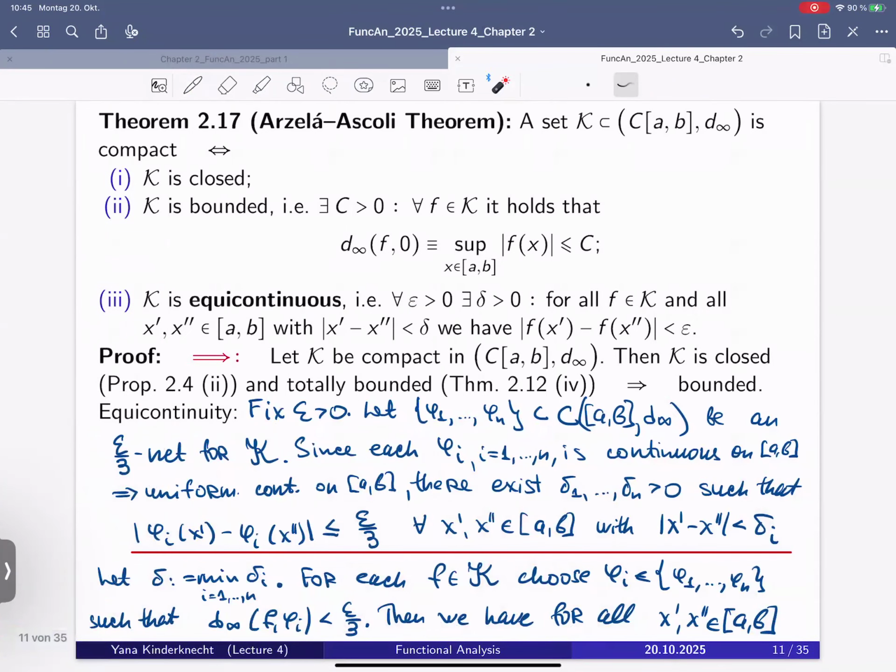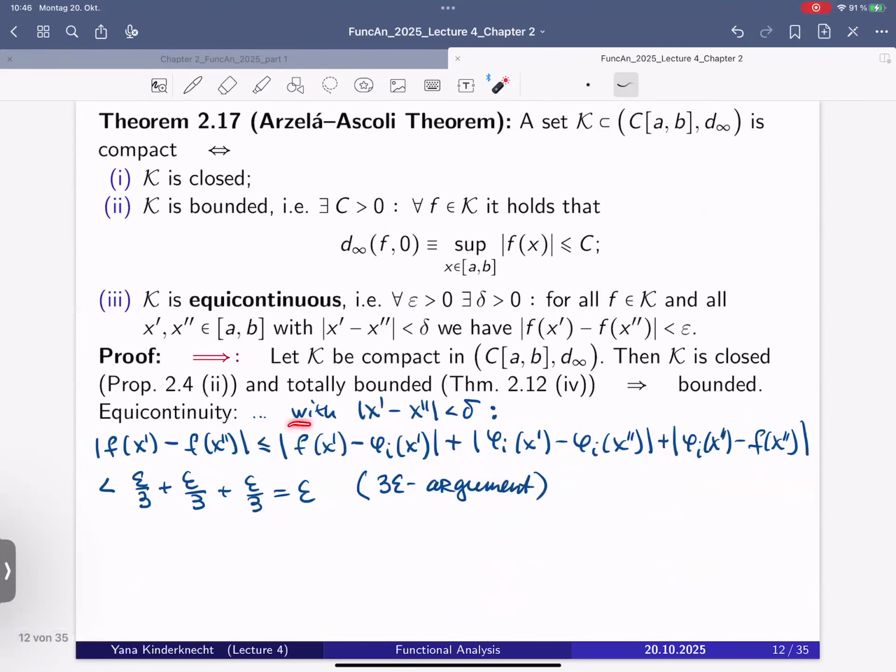So once again, we have taken epsilon. Then we take any f of our K. We have constructed delta. We have taken epsilon, we have constructed delta, such that for any f and for any two points satisfying this condition, we have finally that this is smaller than epsilon. That is exactly what is written here. That is, we have shown the equicontinuity. So in this direction, everything is proved. Agree?